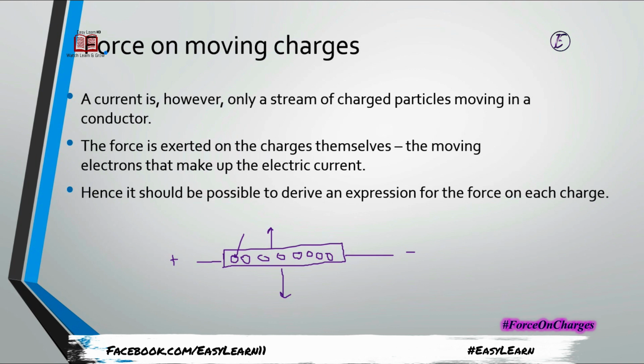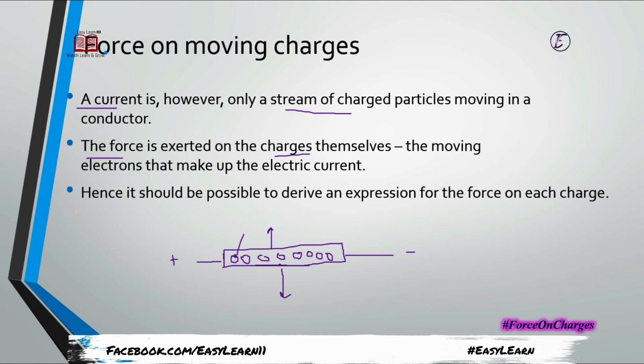Today's task: a current is however only a stream of charged particles. What is current? First, defining the current, it is the stream of charged particles moving inside the conductor, and of course this will produce a current. The force is exerted on the charges themselves, basically the moving electrons that make up the electric current. What is charge? Charge is basically the moving electrons. These are the moving electrons that make up the electric current.